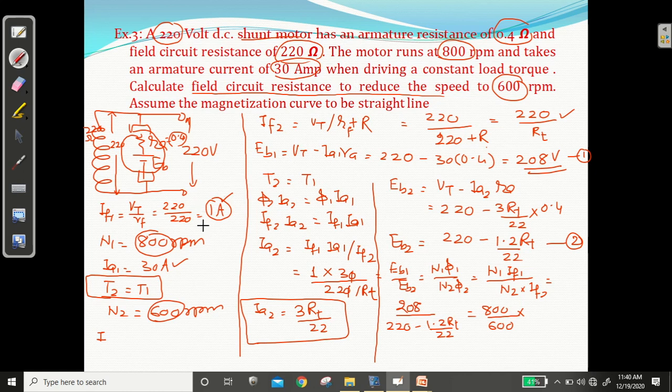IF1 we have calculated earlier. IF1 1 ampere. IF2 is what? 220 upon RT. So 220 upon RT यहाँ चला जाएगा into RT. So whatever the equation we will get, it will be in terms of RT, right? So okay, so I think it is a quadratic equation we will get.